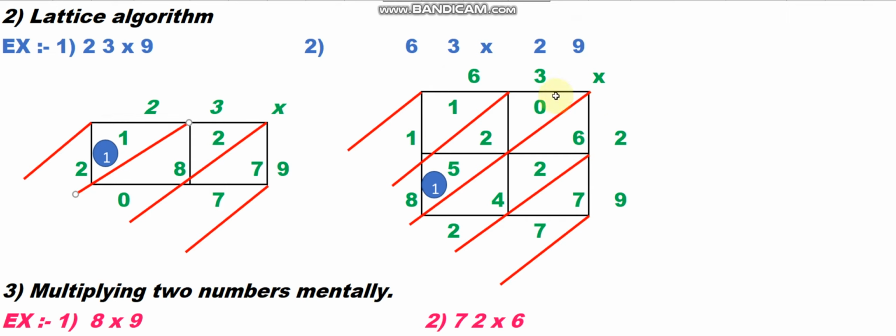Here 2 3s is 6. 6 means that is a one digit number. Up 0, down 6. 2 3s is 6. Then 2 6s are 12. 1 2, 12. First row is finished.